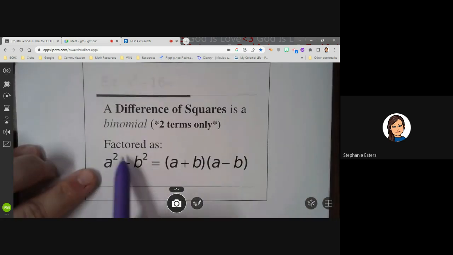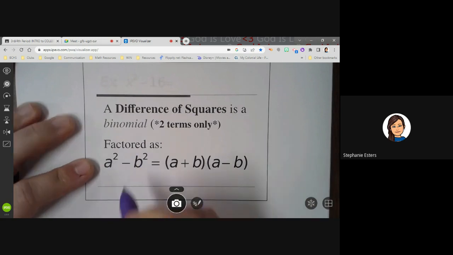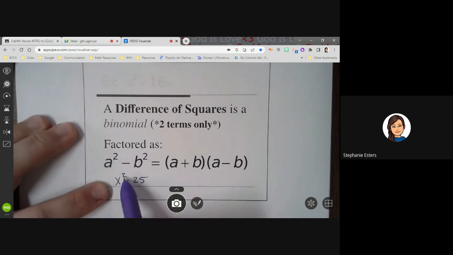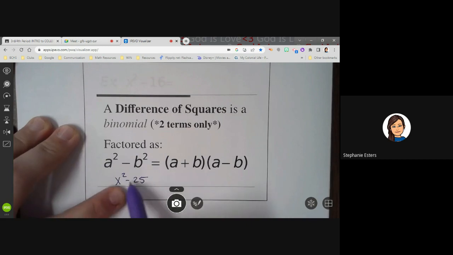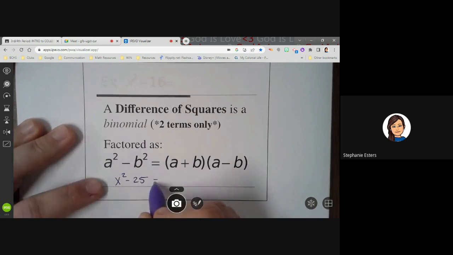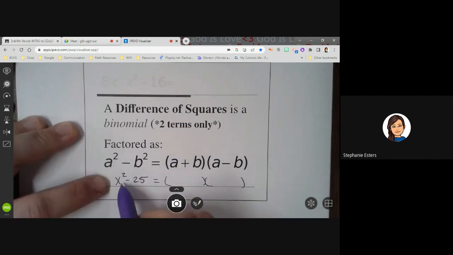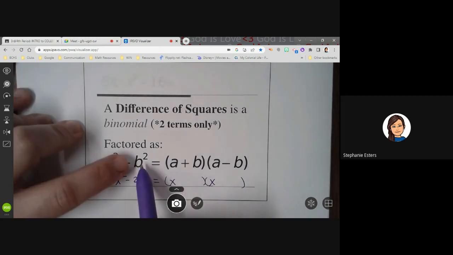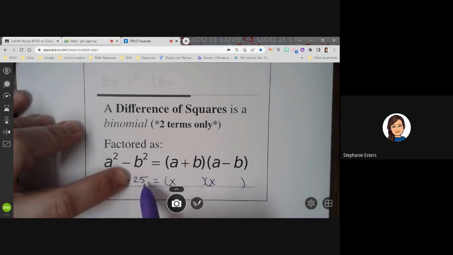So difference of squares, if we put it in a little general format here, it's going to be something squared minus something else squared. Could be something like x squared minus 25, for example, because x squared is obviously x squared. 25 is 5 squared. When we factor a difference of squares, we take the square root of the first thing. So x squared is x times x. And then we take the square root of the second thing. So 5 times 5, or 5 squared, is 25.